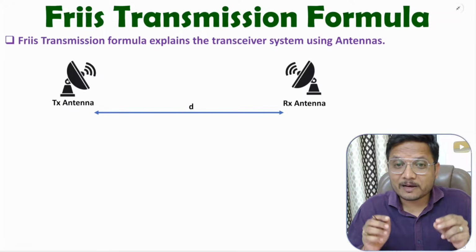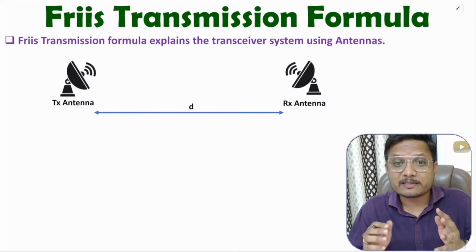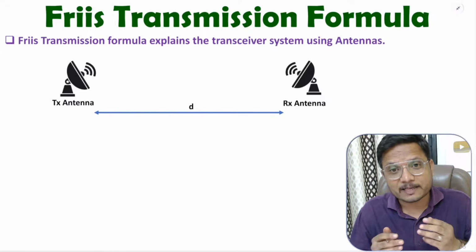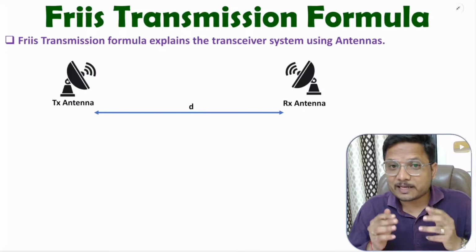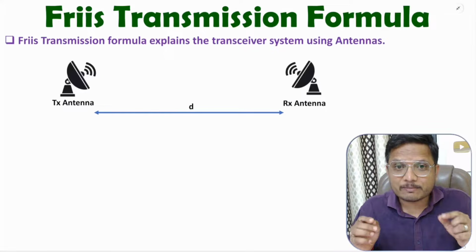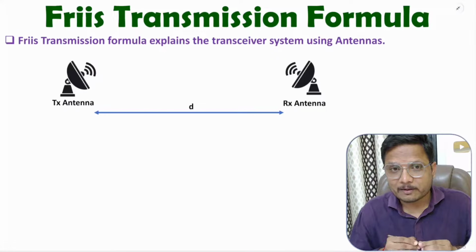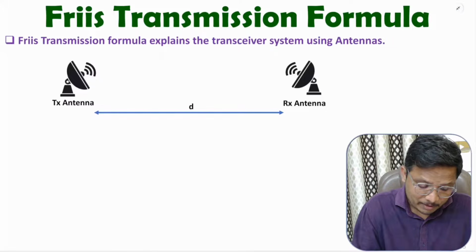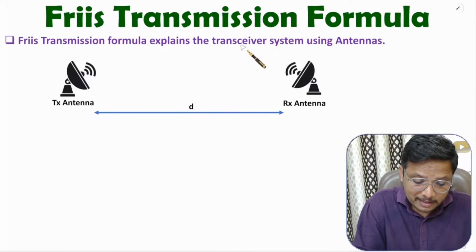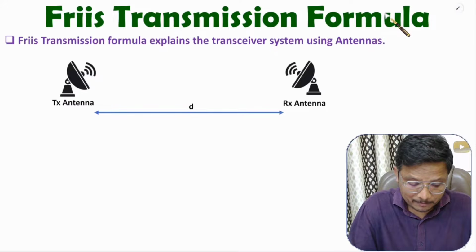In this video, I'll be deriving the Friis transmission formula. First of all, you need to understand what the Friis transmission formula is. The Friis transmission formula explains a transceiver system using antennas. In a transceiver system, we have a transmitter and a receiver.